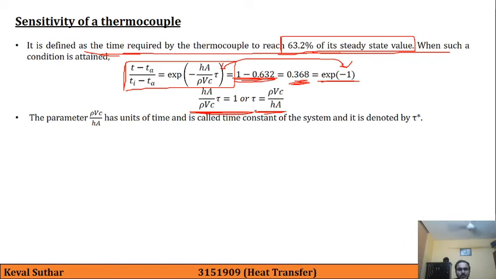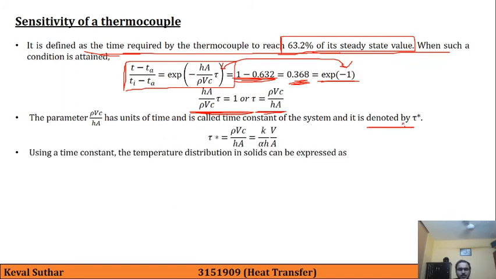And here this is known as tau star, which we already discussed in previous slide. This is called as time constant, and here this rho Vc upon HA is further modified with this equation.